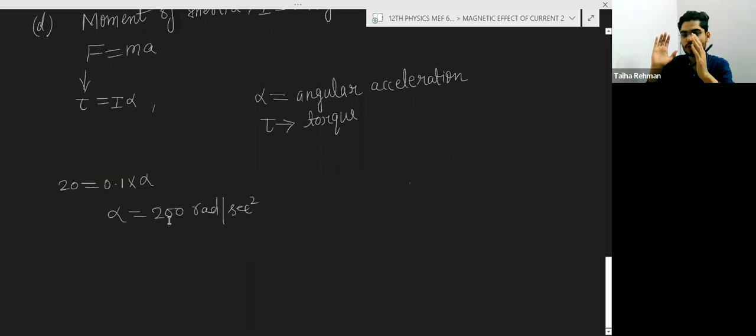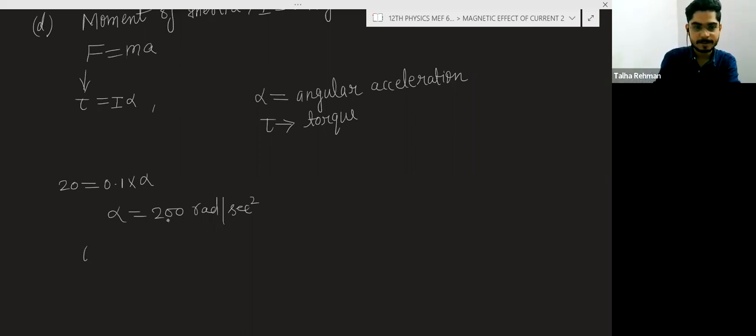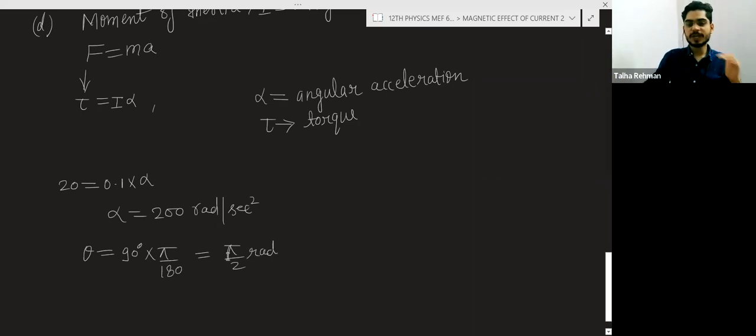So they are asking what will be the angular velocity when your coil is rotated through 90 degree angle. You will convert this 90 degree into radian. So you will multiply this by pi by 180. You will get pi by 2 radian. Means now your coil is rotated through pi by 2 radian or 90 degree. This is degree, this is radian. I have converted 90 degree into radian.